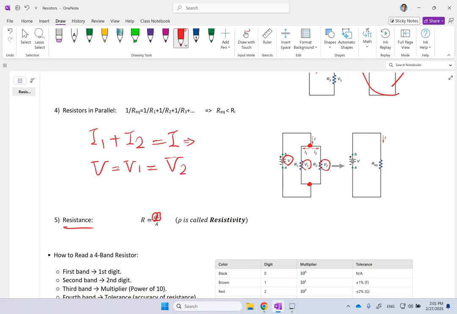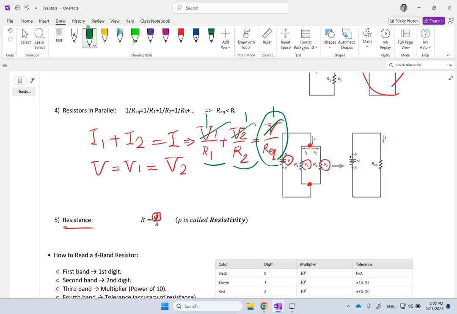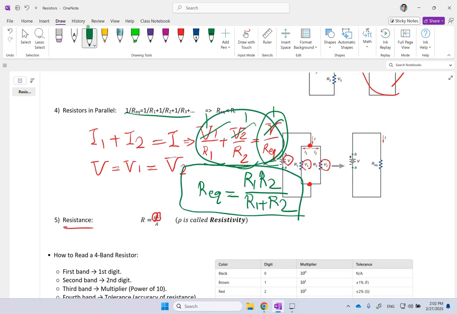Now I's are V over R. So this is V1 over R1, this is V2 over R2, and that is V over R equivalent. Since the V's are equal, now we can get rid of these V's. And we get 1 over R equivalent is 1 over R1 plus 1 over R2, which is exactly this formula. If there are only two of them, you can show that R equivalent is going to be R1 times R2 divided by R1 plus R2. If you simplify this relation, this is going to be the equivalent.